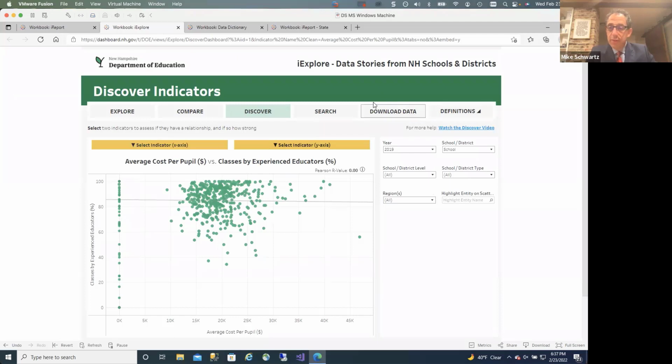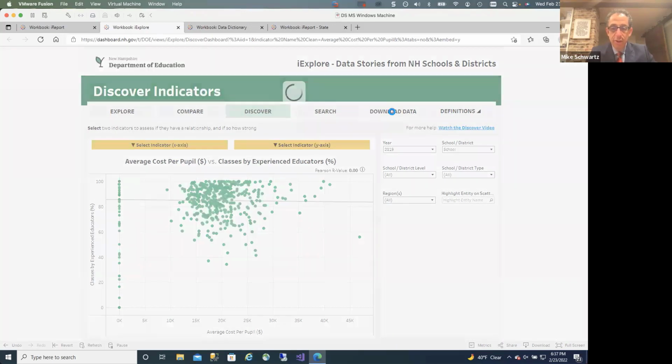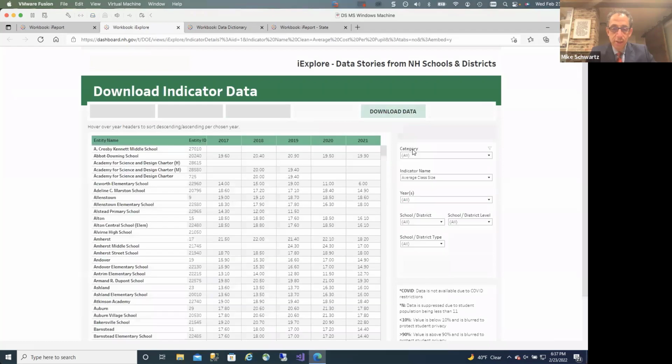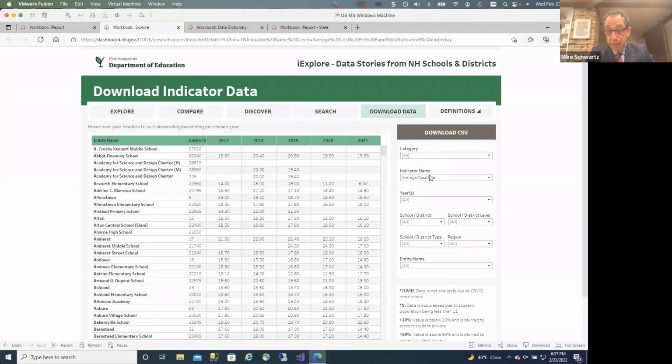I think I'm going to stop there. In terms of showing you just the system, you can download data as we talked about before. I'll just show you this briefly. You can click on download data. You can pick any indicator across the state. So I can choose class size, which is what we have. This will show you the information for as much as we have for the past 5 years. And you can download that to a CSV file for every school in the state or district.